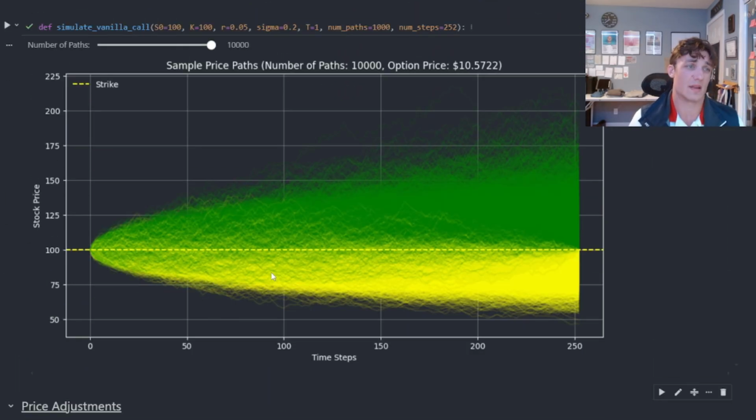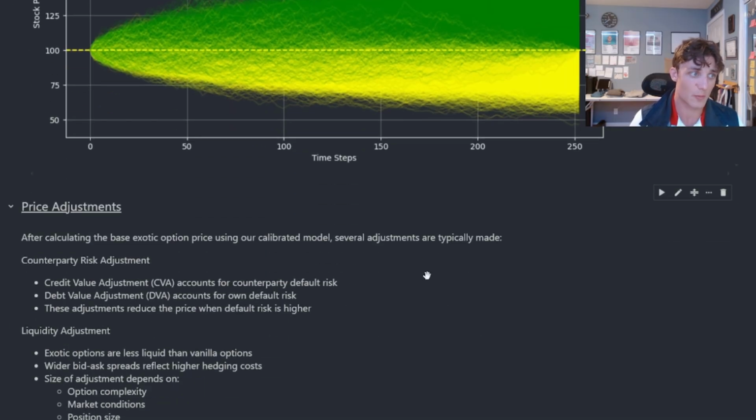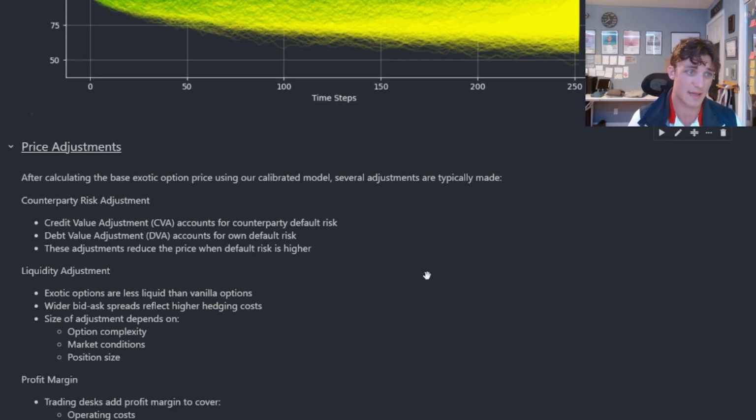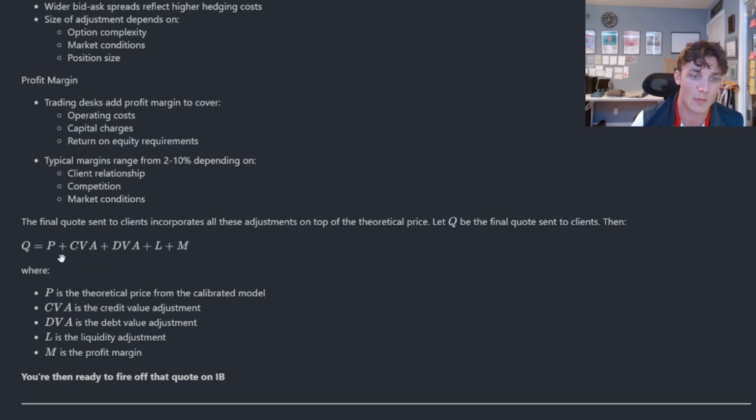But we're not done. We found this risk neutral price. That's not the price we're quoting, right? We need to make some adjustments to this price. Once we have this model price, we need to think about different things like what is the current state of the market. We need a counterparty risk adjustment. We need a liquidity adjustment, some sort of profit margin. We can decompose the price that we're quoting into all of these different components.